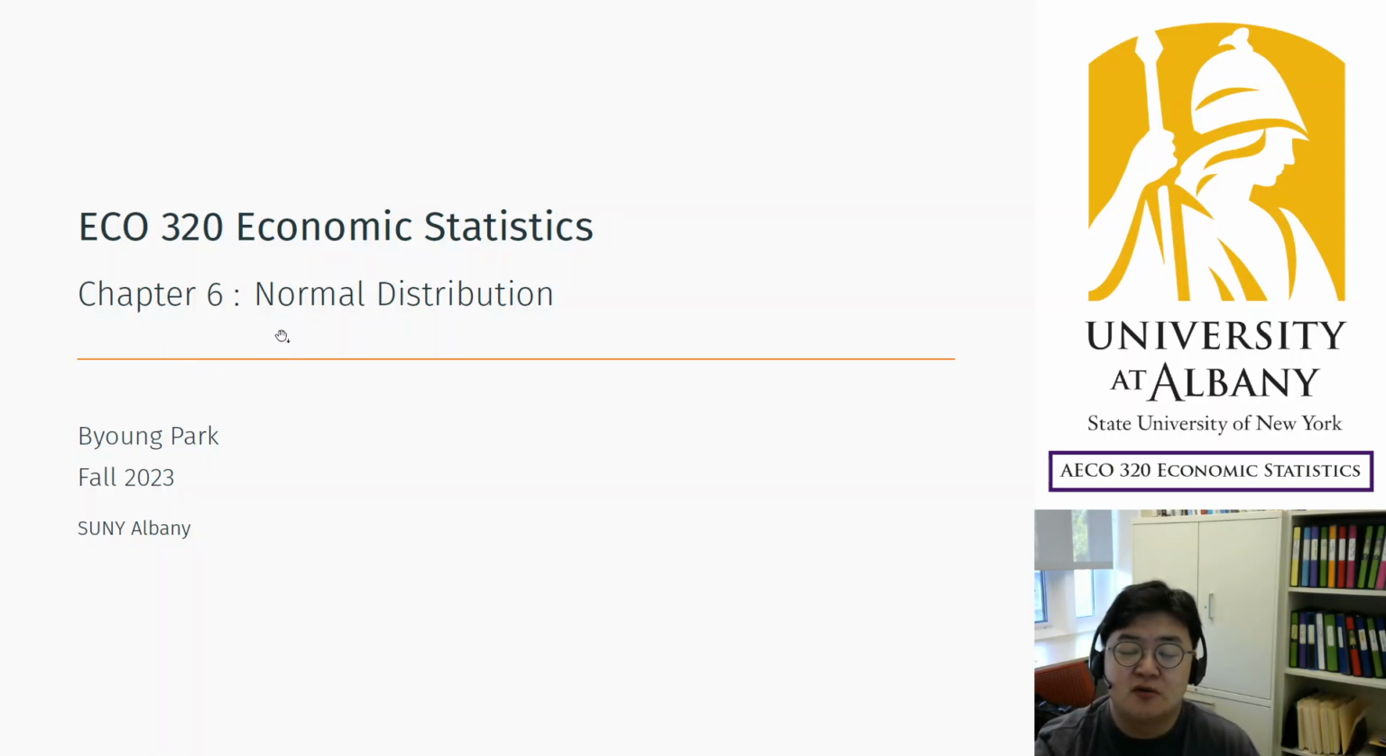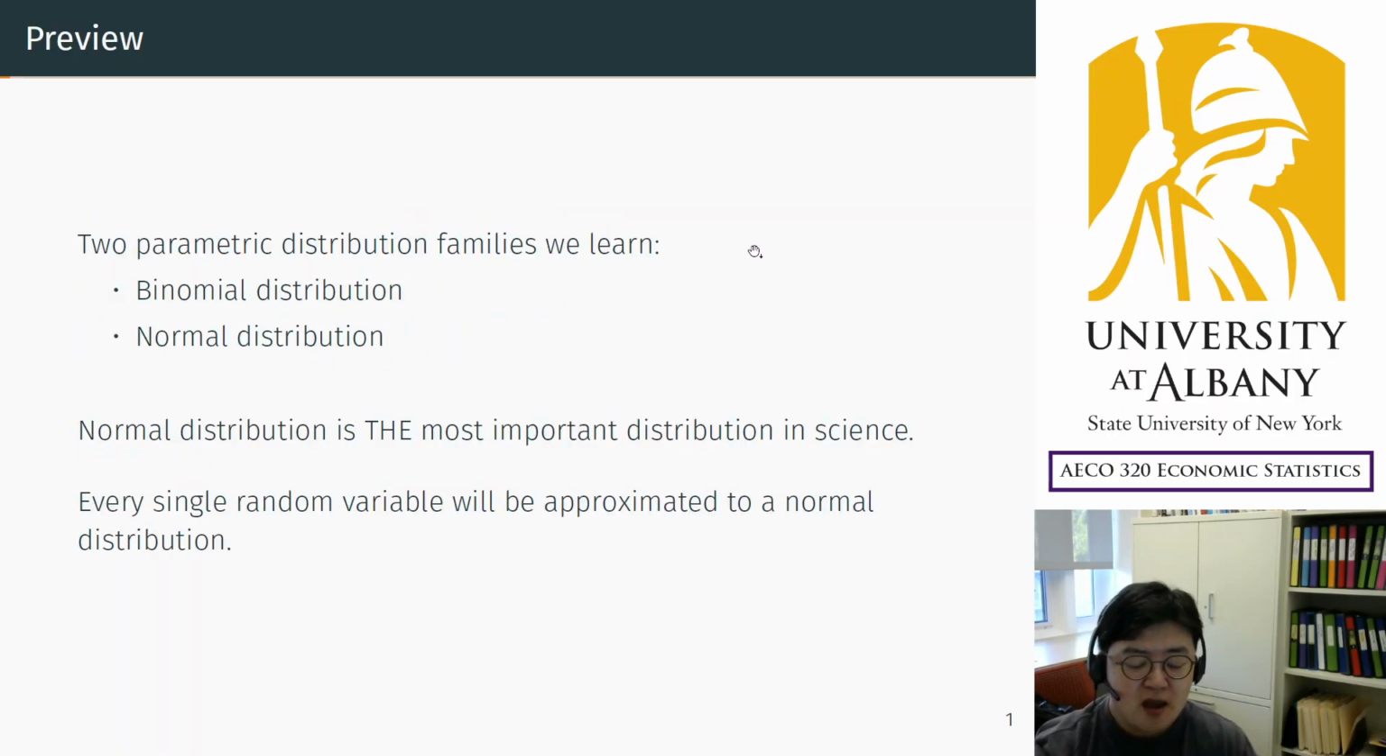Chapter 6 is about normal distribution. Since the last chapter, we are studying parametric distribution families. The idea is we are going to set certain assumptions, and then under those assumptions, a small number of parameters can fully explain all the distribution. To describe n plus 1 possible outcomes in a binomial distribution, we only needed two parameters. Two parameters can explain n plus 1 outcomes' probabilities.